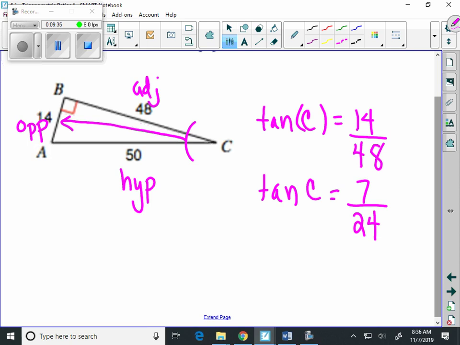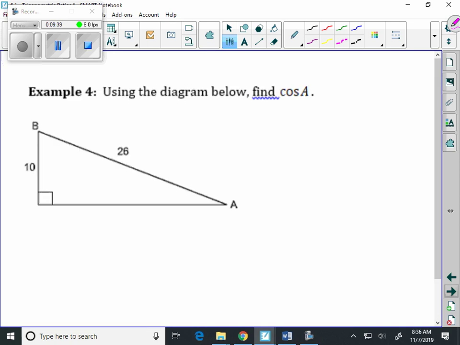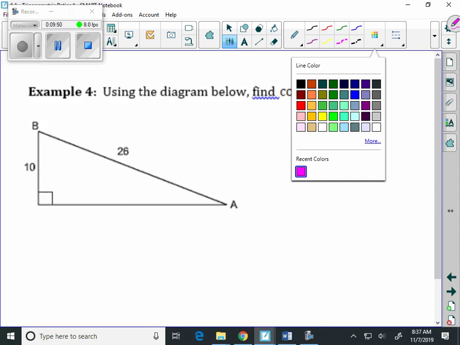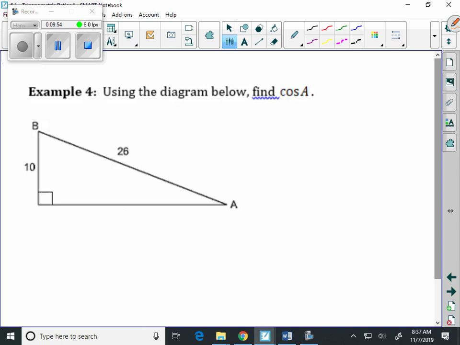Now, like I alluded to a little while ago, sometimes we need to find a missing side. And with trigonometry, it's always dealing with a right triangle. So on this particular problem here, we have a right triangle. We're missing a length to help us find the cosine of angle A.